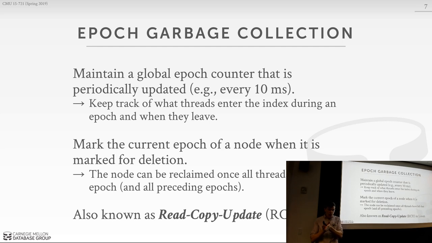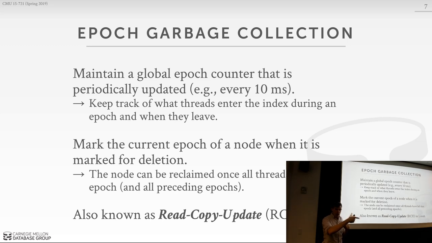Once we know that there are some old versions that can't be read by any active transaction within that snapshot, it's safe for us to reclaim it. So it's basically the same idea, but now done inside the index itself. The way it works is you have a global epoch counter that you periodically update every 10 milliseconds. Silo does it every 40 milliseconds. It doesn't matter. This can be updated by a dedicated thread, or you could have one thread do this cooperatively. Again, it doesn't matter.